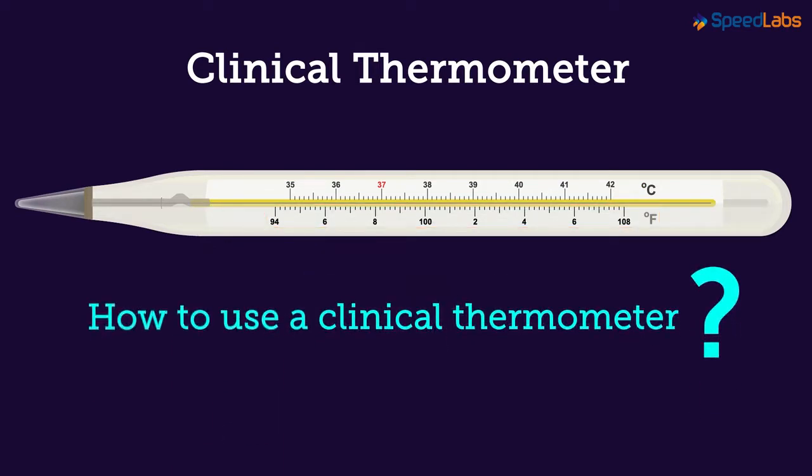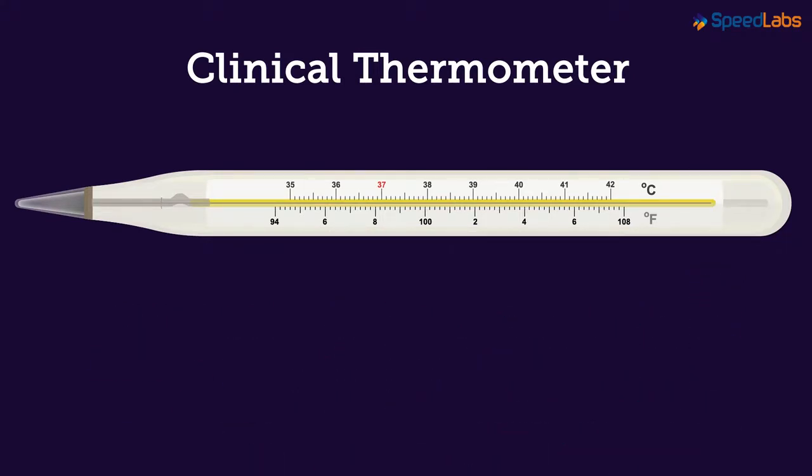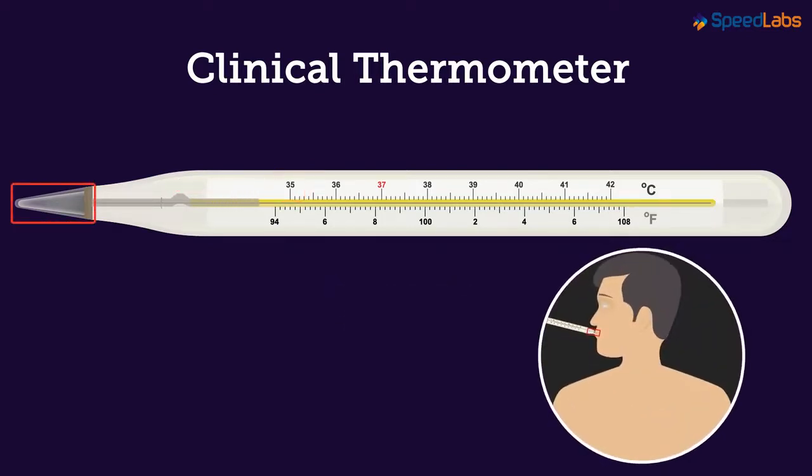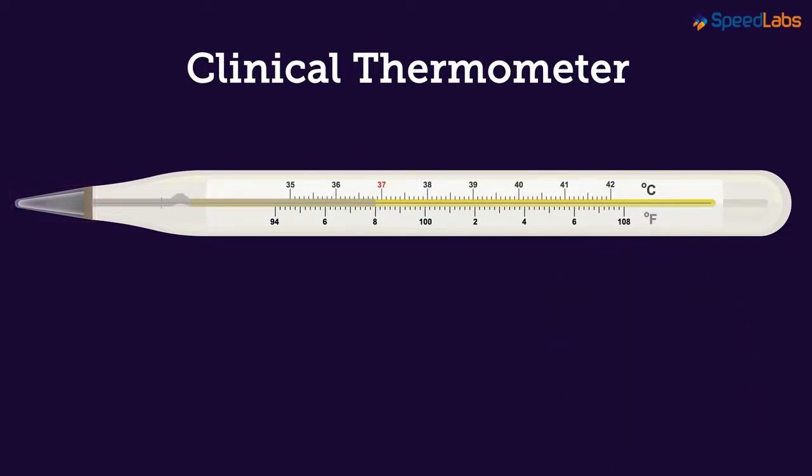So how will you measure your body temperature with this? Let us see it step by step. First of all, make sure that the level of mercury is below 35 degrees Celsius, that is, the start point. Now place the bulb of the thermometer under your tongue for a minute. Now take out the thermometer and note the reading of the Celsius scale to know your body temperature. That's one of the ways to measure our body temperature.